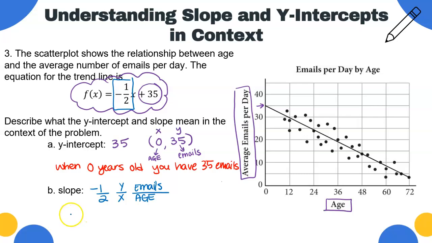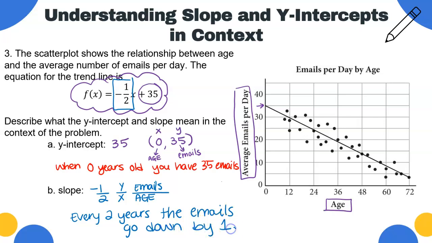So we can say that every, let's say every 2 years, as I grow older by 2 years, the emails go down by 1. Okay, that's one way you can say it. Now, that's not the only way you could write it. You could say, my emails decrease by 1 for every 2 years, or something along those lines. But that's kind of the general idea, is looking at what is the slope, thinking what those variables mean, and then putting it in some sort of a context of the problem.